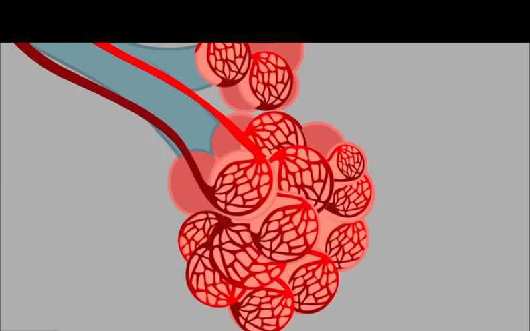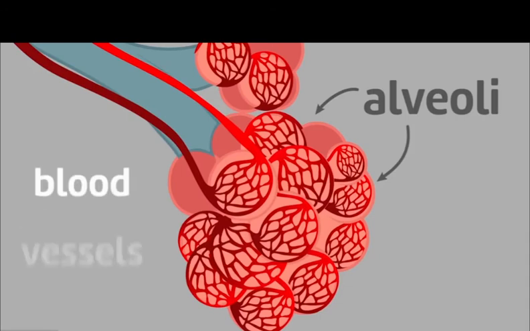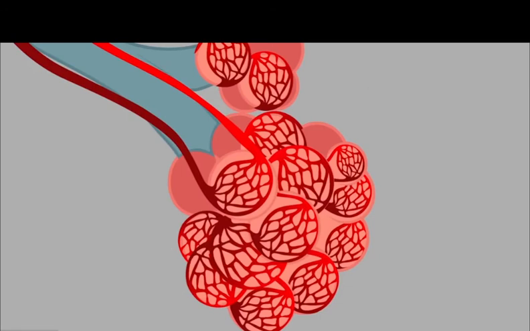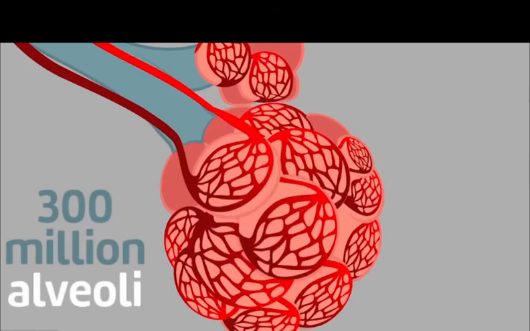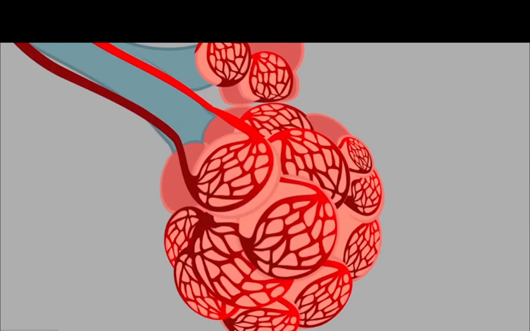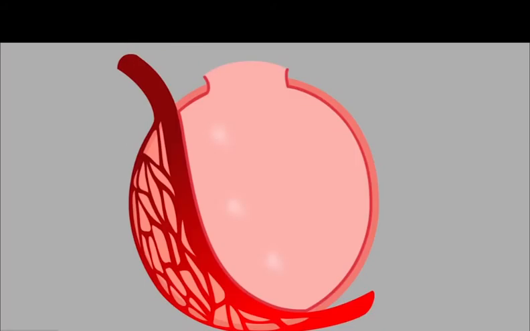The exchange of gases between the blood and the air occurs in the alveoli, microscopic air sacs in the lungs that are surrounded by tiny blood vessels. When we inhale, all 300 million alveoli expand and fill with air. Oxygen diffuses from the alveoli into the blood and carbon dioxide diffuses from the blood into the alveoli.